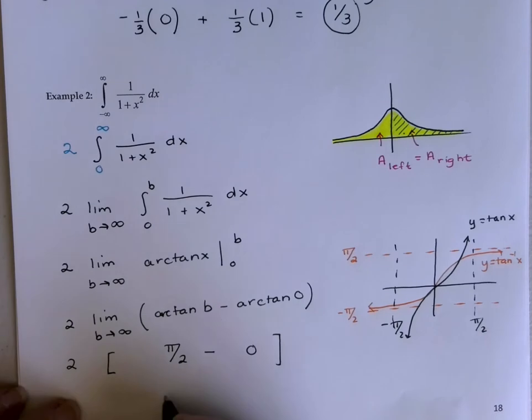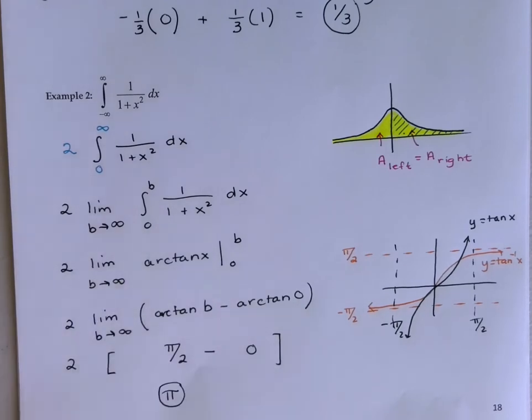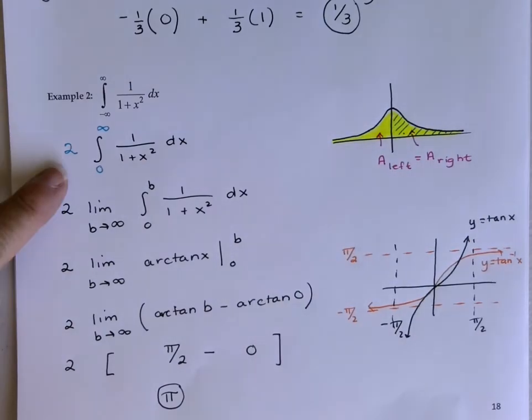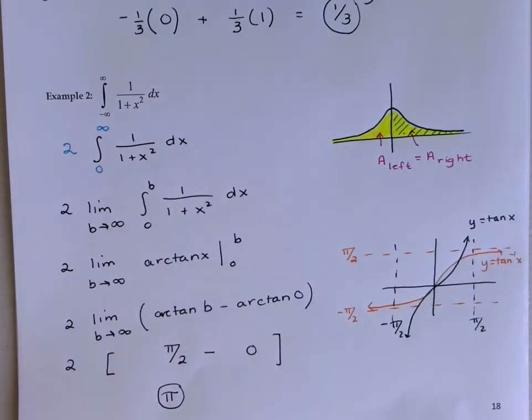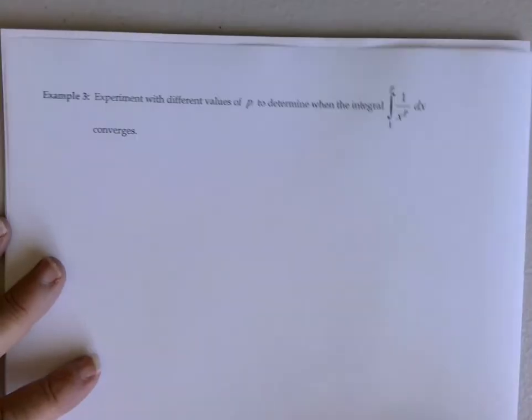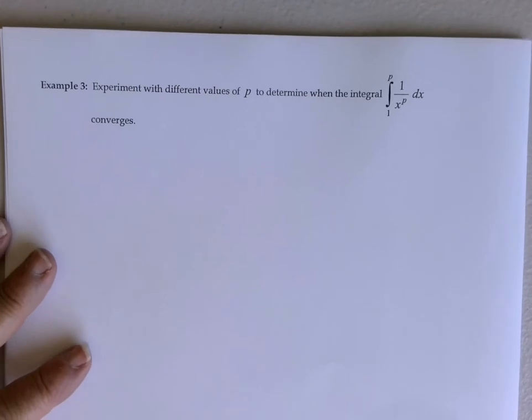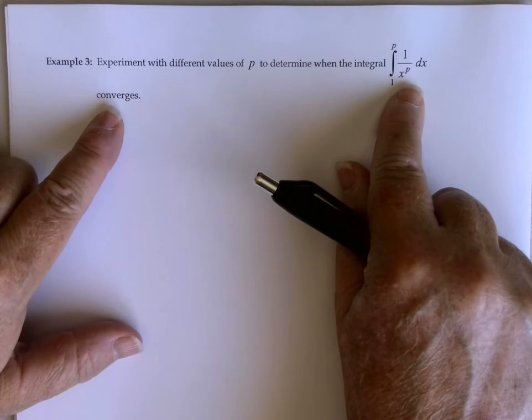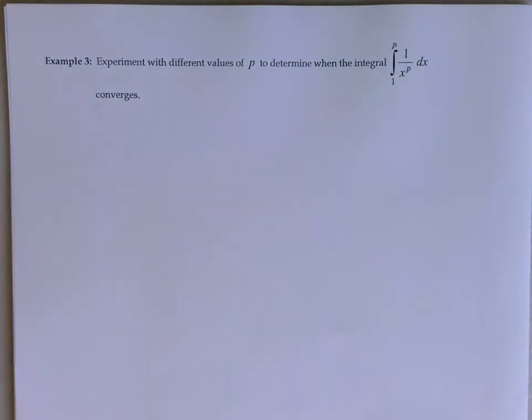So the 2's cancel out, and I'm just going to get pi. The area under that whole graph, both sides, because I've doubled, is pi. All right. On the next page, I'm actually going to do this just slightly differently than what the instructions say. It says experiment. We're actually going to do it a little bit more formally. But we'd like to determine when this integral converges and when it will diverge.